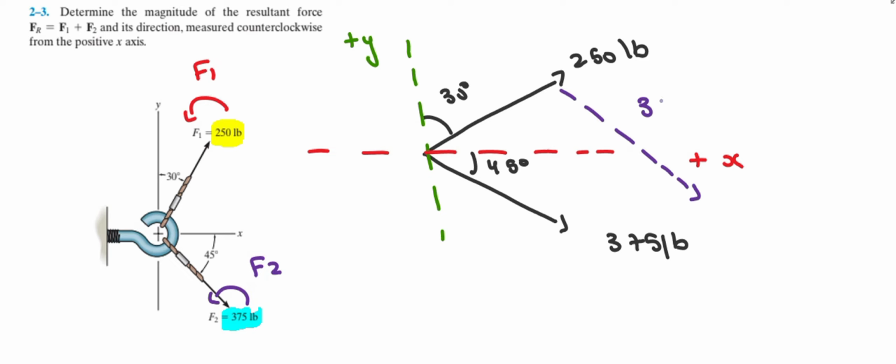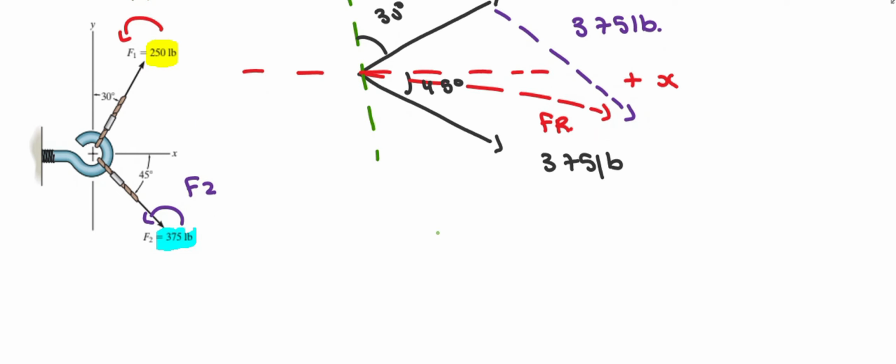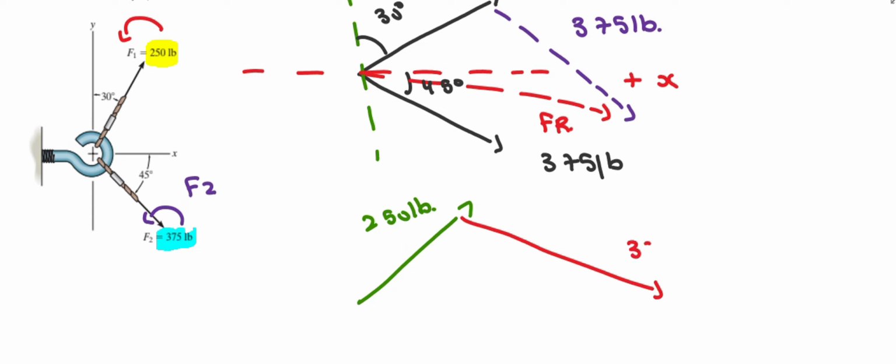This is our 375 pound force. And lastly, join the tail of 250 pounds, which is F1, to the head of 375, which is F2, like this. This is our resultant vector. This diagram seems very complicated, so I'm extracting it here. This is our 250 pound force, this is our 375 pound force, and this is our resultant vector.